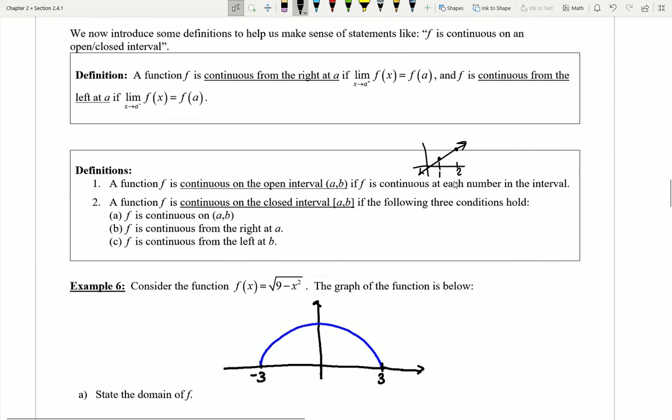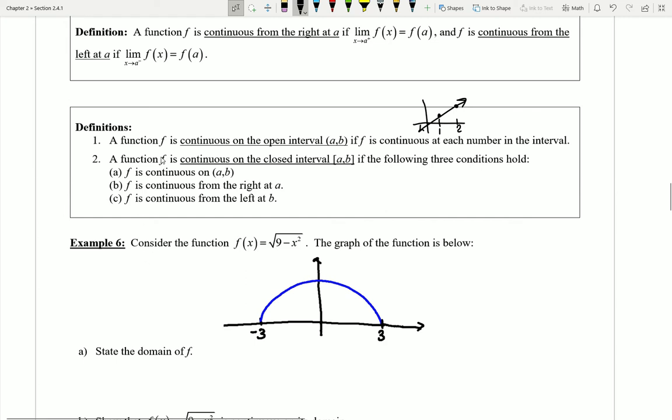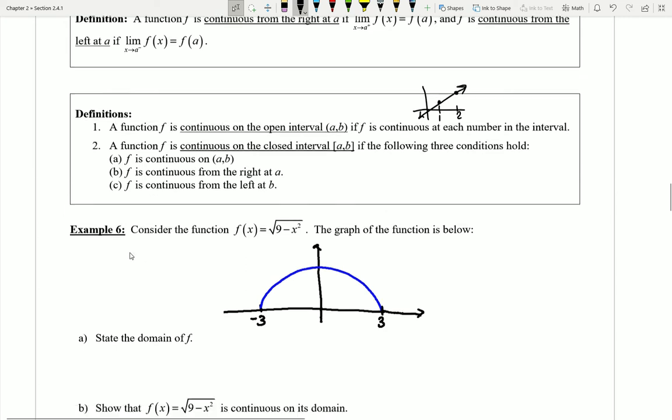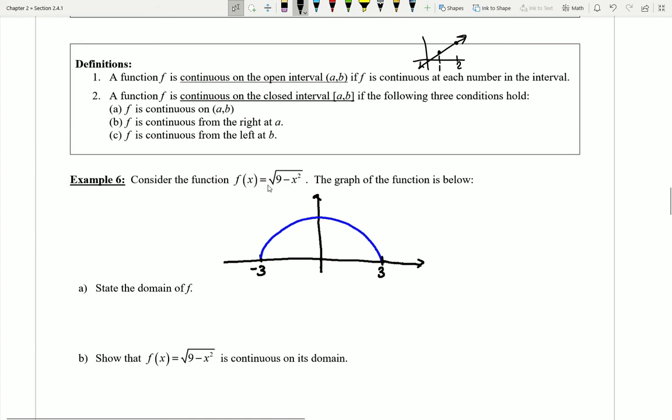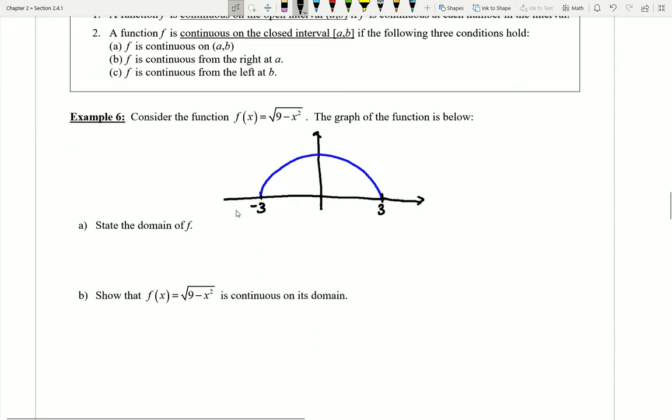Now let's go ahead and take a look here at a specific example of how I would do something like this, here in example number 6. So let's consider the function f of x equals square root of 9 minus x squared. And here's a graph of the function below. This is actually the equation of like a half circle, okay, the top half, and it's pictured here in blue. Now really quickly, I could go ahead and actually state the domain of my function f. Remember that domain just means I'm looking for all of the different possible values of x that I can plug into my function to get y values.